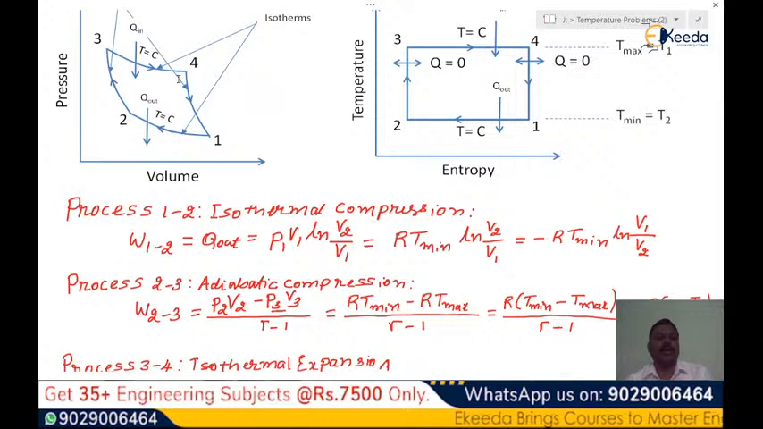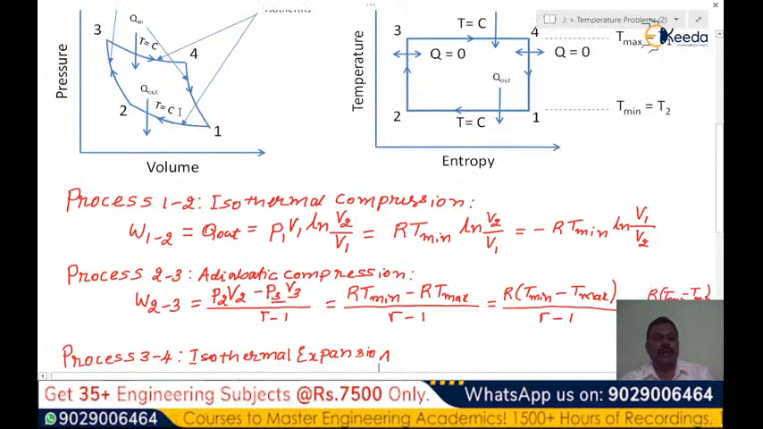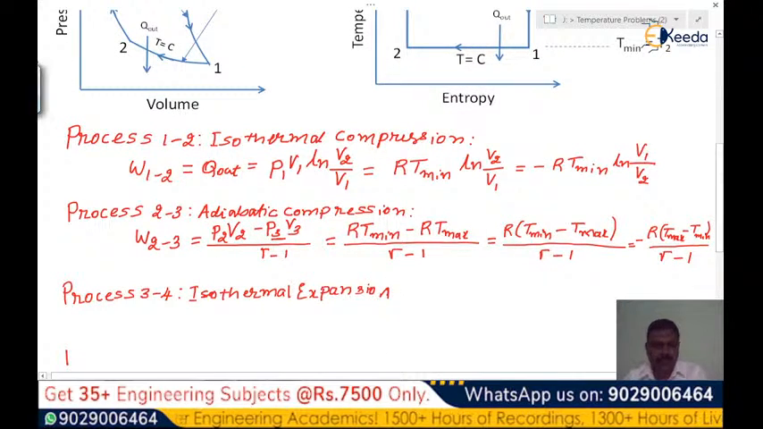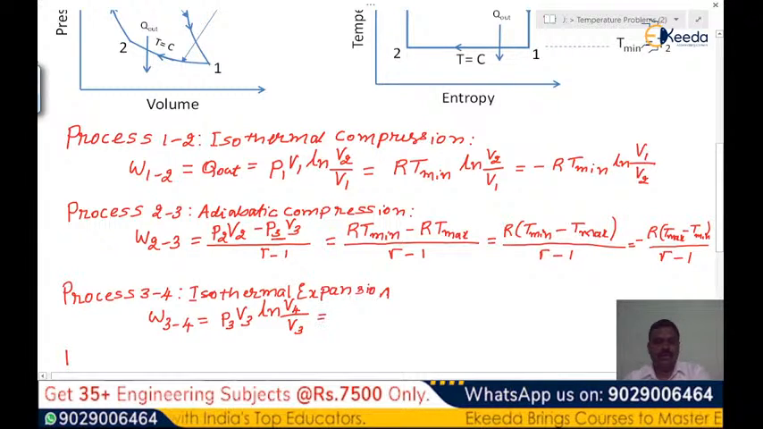So heat source is brought to the cylinder head, and then the work involved, that is expansion work, is equal to heat that is supplied during that process, and that can be written as W3 to 4 is equal to P3 V3 into ln V4 by V3. Then this P3 V3 can be written as R into T at 3.